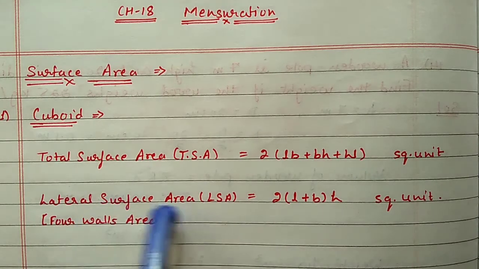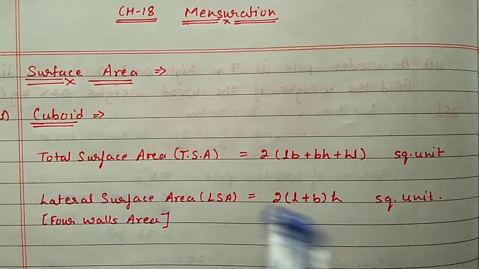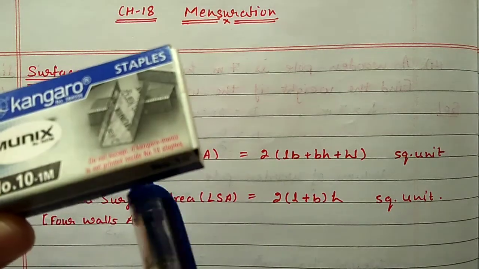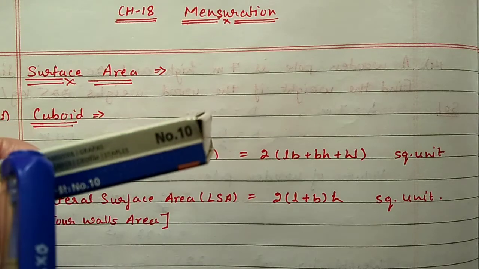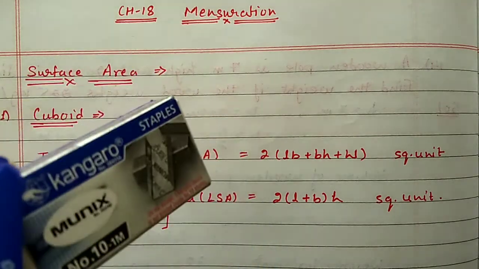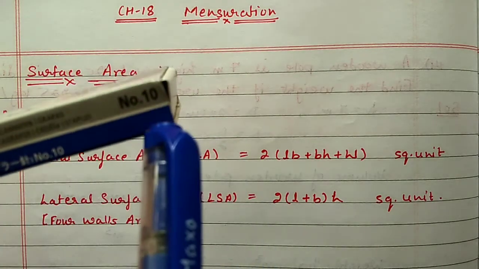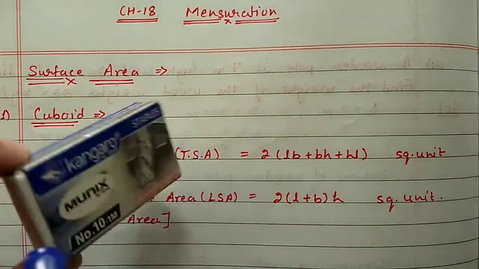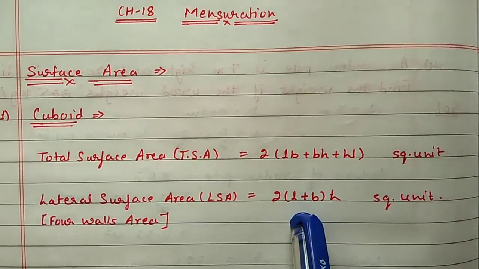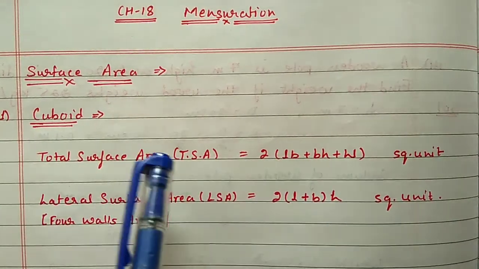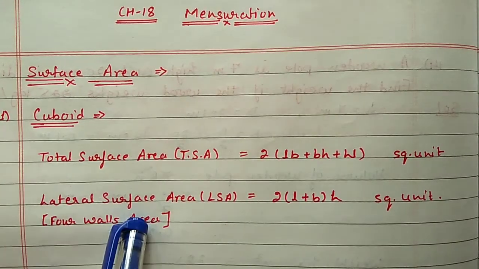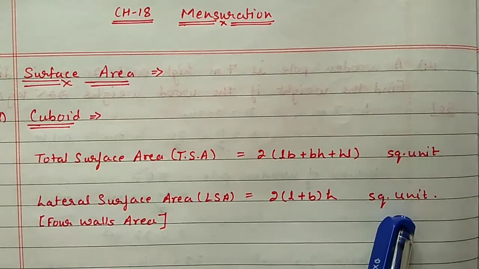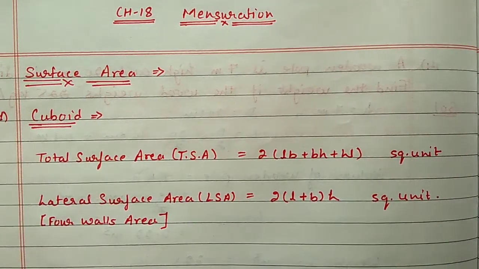Next we have lateral surface area, or the 4-wall area. Lateral surface area means we should not count top and bottom, floor and roof; only these 4 walls we have to take. So this is length into height, breadth into height, again length into height and breadth into height. From that we will get this formula. So for TSA we have this formula, and for LSA, lateral surface area, we have this formula, and the unit will be square unit because we are calculating area.